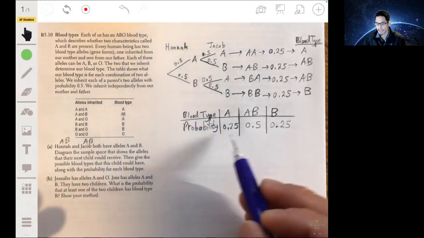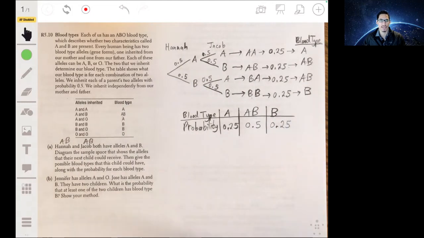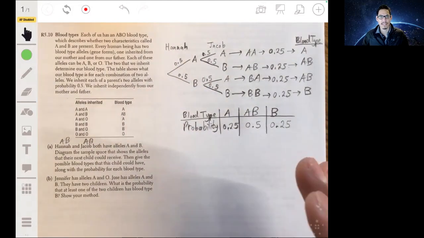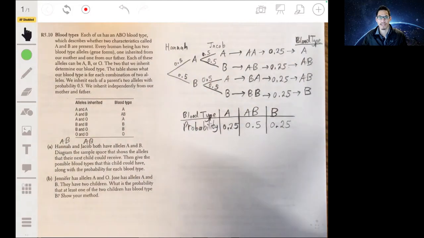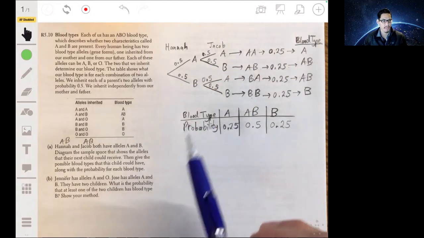And it does check out because these three possibilities add up to 1, which is what you want, because this breaks down, this basically shows the entire set of possibilities, or the entire sample space, which has to add up to 1. Okay, now let's look at part B.